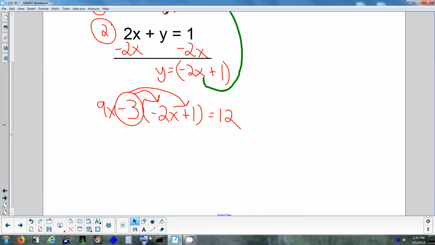What happens to that 9x? Bring it down. This comes down. There's nothing else I can do with it. Not yet. 9x. So here, I'm just going to write. You don't have to do this, guys. I'm just showing you. You don't have to write this. I'm just showing you the step that you did.